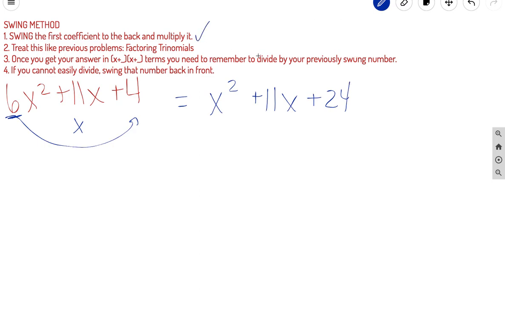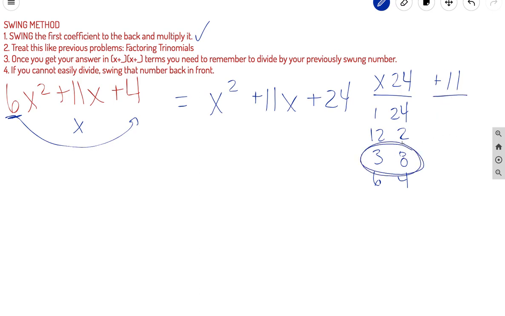Now, treat this like a problem that we've previously done and find 2 numbers that multiply to get me 24, but add to get me 11. So start naming multiples of 24. We can name a bunch of them; I'm just going to name a few. Let's go 1 and 24. Let's go 12 and 2. And let's go 3 and 8. 6 and 4. And I think that's it. Which one of these adds to get me 11? Well, we'll find out. Our lovely solution is right here: 3 and 8. So we write in parentheses x plus 3 and x plus 8.